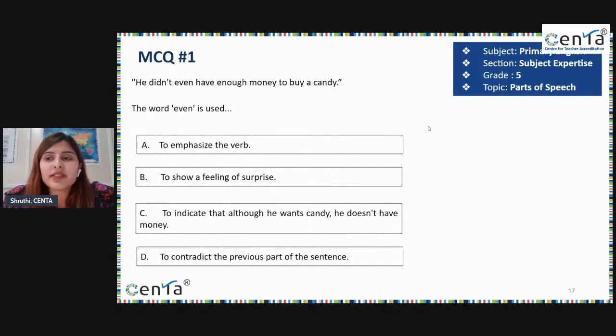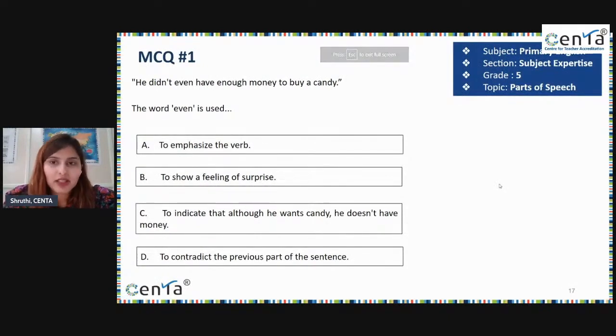So question 1 is a primary English question, belongs to the subject expertise section. It's a grade 5 question and the topic is parts of speech. So the question is, he didn't even have enough money to buy a candy. The word even is used to emphasize the verb, to show a feeling of surprise, to indicate that although he wants candy, he does not have the money, or to contradict the previous part of the sentence.